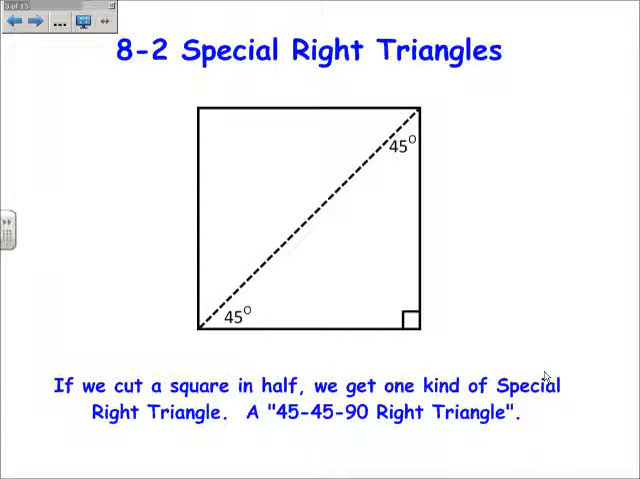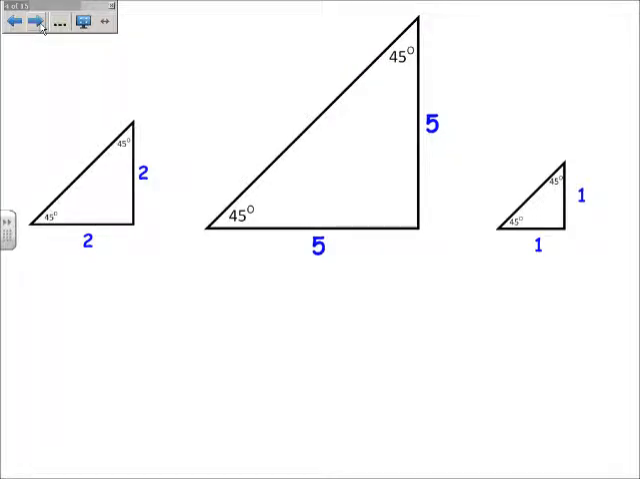Now because it's an isosceles triangle and also because it's half of a square, these two legs have the exact same length. So if this one was 5, this one would be 5. If this one was 7, this would be 7. These two legs have the exact same length in a 45, 45, 90 right triangle. So here's a couple of examples.